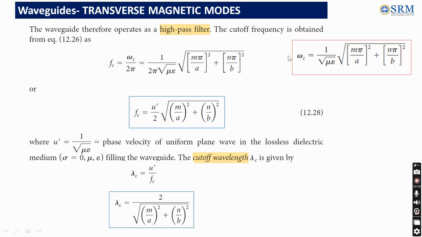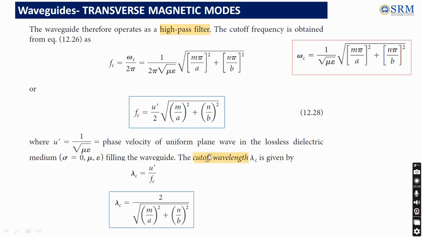The cutoff frequency I can get from the same omega c that we found earlier. Since omega is equal to 2 pi f, I can find fc by dividing omega c by 2 pi. After taking pi as common from this expression, pi and pi get cancelled, and we are left with 1 by 2 root of mu epsilon multiplied by root of (m pi by a) the whole square plus (n pi by b) the whole square. We already know that 1 by root of mu epsilon is u dash, the phase velocity of a uniform plane wave in a lossless dielectric medium.